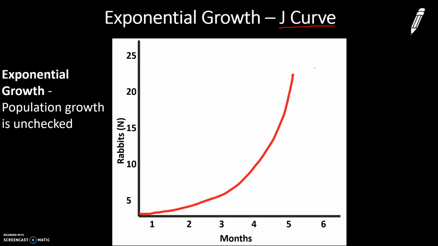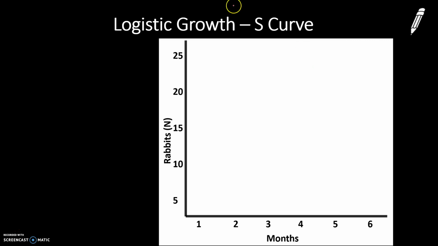We really don't see exponential growth. There's always going to be something to check the population. So really, population growth looks more like this. It looks more like logistic growth, which has an S curve. And the population starts to increase exponentially, but then it starts to level out, okay? It starts to plateau.